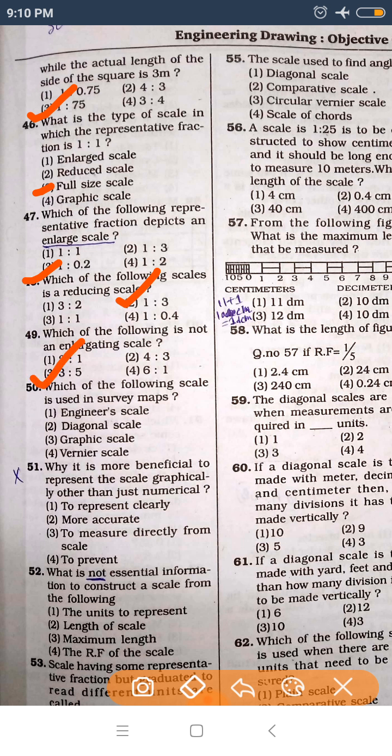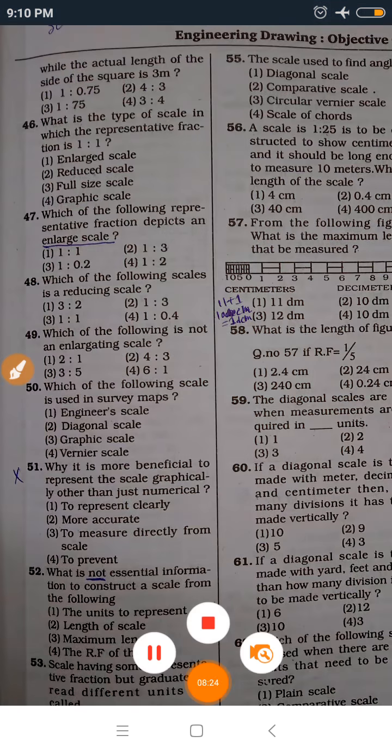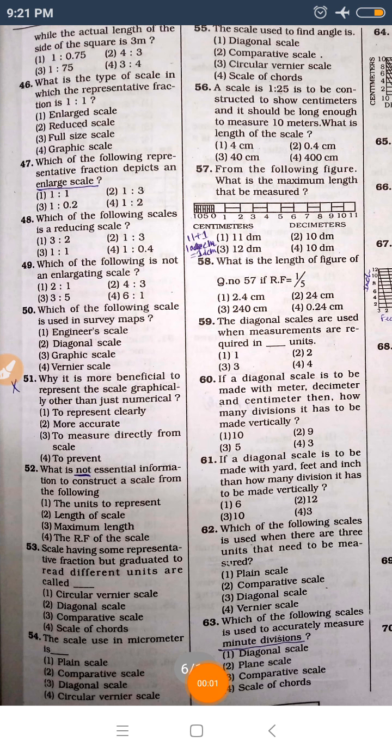Which of the following scales is used in survey maps? Graphic scale. Question number 51. Why is it more beneficial to represent the scale graphically rather than just numerically? Answer will be B, more accurate. What is not essential information to construct a scale from the following? Length of scale.